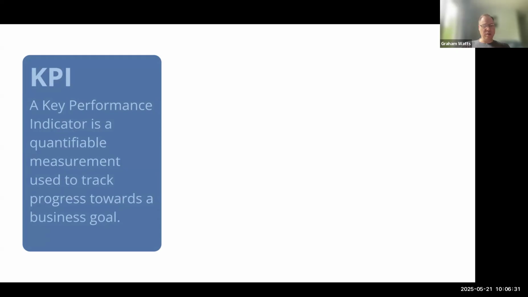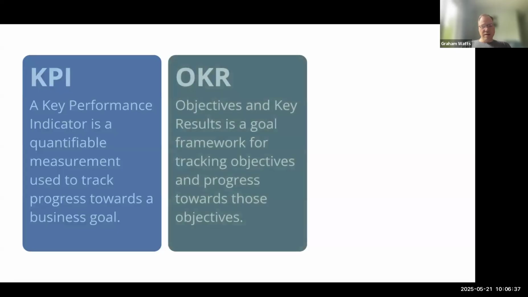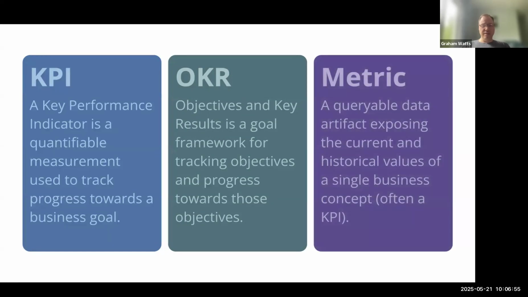In traditional BI, you'd be using a report with the KPIs in the report to monitor that health of the business. OKRs are objectives and key results, and they are the goals that you're setting within a particular time period in the business based on those KPIs. So if you have a KPI that is your revenue, your OKR might be increasing the revenue by a certain percentage by the end of the quarter. And then we have metrics. Metrics are an actual data artifact that can be queried in the system.